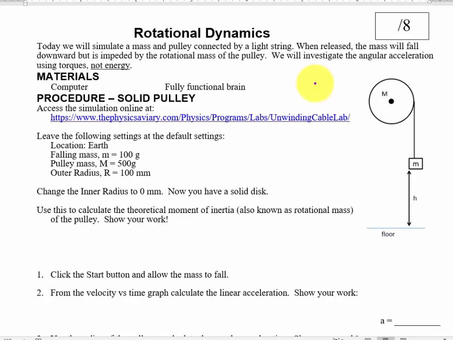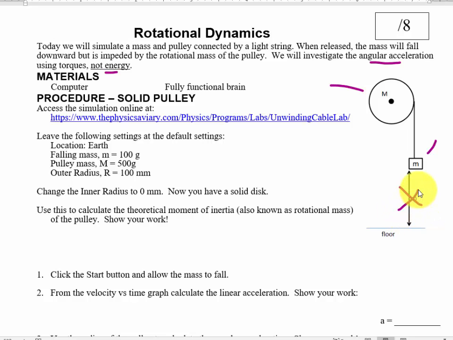Okay, this is the introduction for the online rotational dynamics lab, and essentially we're going to be doing the same problem that we did last time, only we're going to be taking a look at this using torques and angular acceleration, and definitely not using energy. So you're going to go to the same setup that we had before. We're going to have a pulley, and we're going to have a hanging mass.